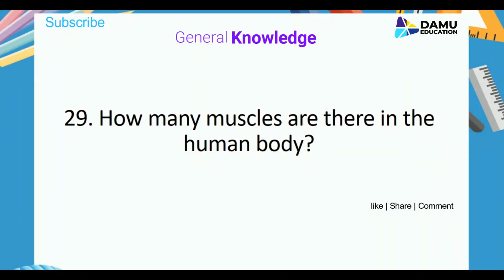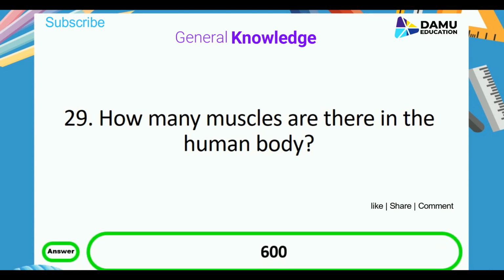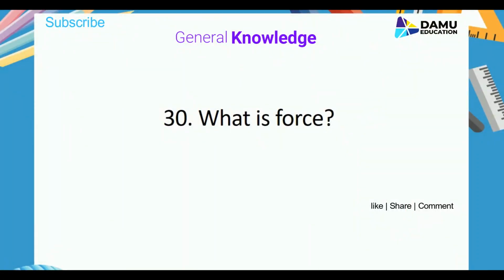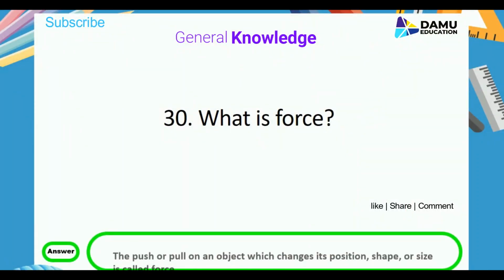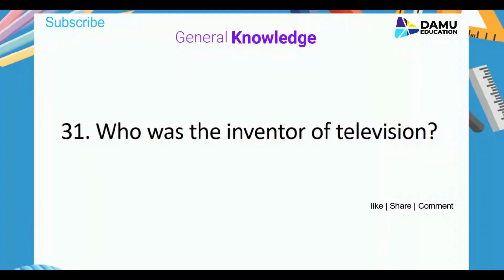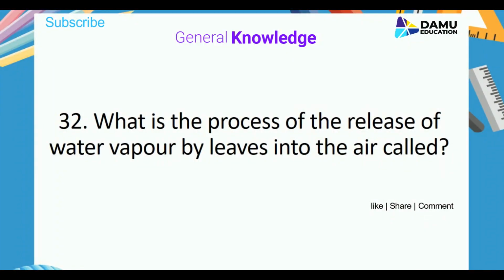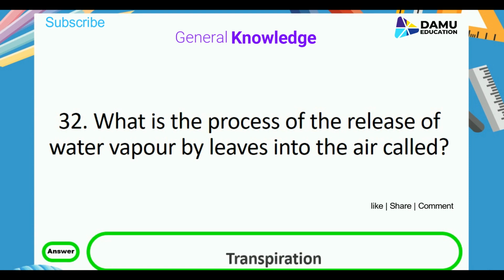How many muscles are there in the human body? Answer is 600 muscles. What is force? Answer is the push or pull on an object which changes its position, shape or size is called force. Who was the inventor of the television? Answer is J.L. Baird. What is the process of the release of water vapor by leaves into the air called? Answer is transpiration.